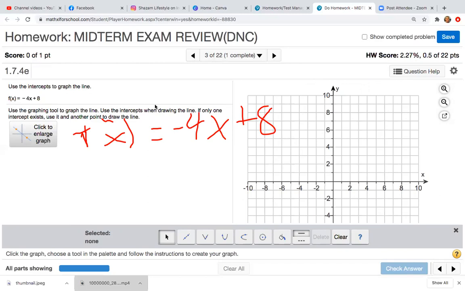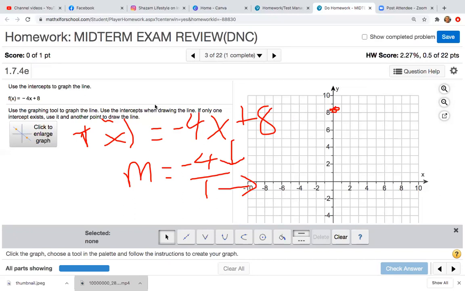Where y is equal to 8, and plot the first point right there. Okay, that's your y-intercept. And then the slope is the coefficient of x, which is -4/1. So because the slope is negative, this is telling you to travel 4 units down, okay? And then move 1 unit to the right before you can plot the second point.